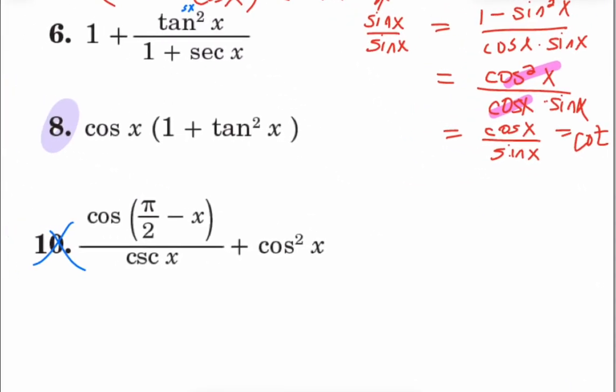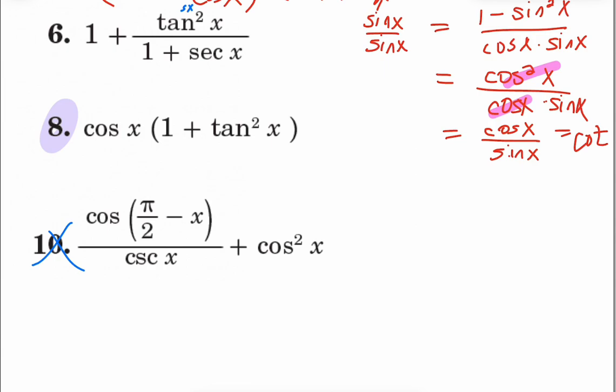Let's do number 8. This one will go much quicker. Up on the board, if you look on the Pythagorean identities, I see ones and squares. I think Pythagorean. What is 1 plus tangent squared equivalent to? Secant squared. That's a perfect, instantaneous substitution.